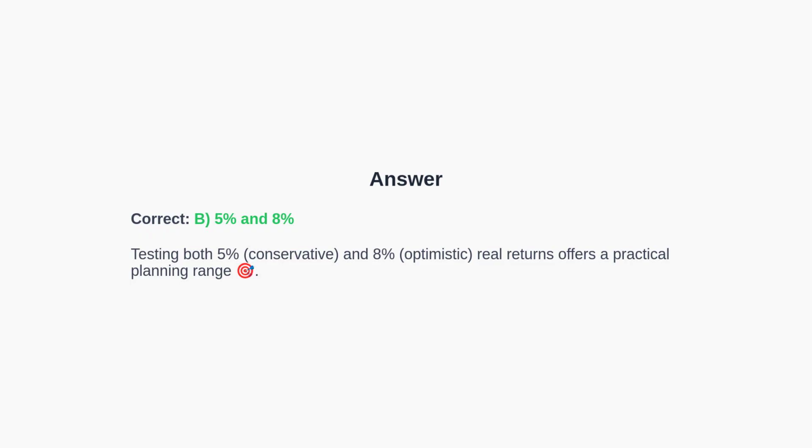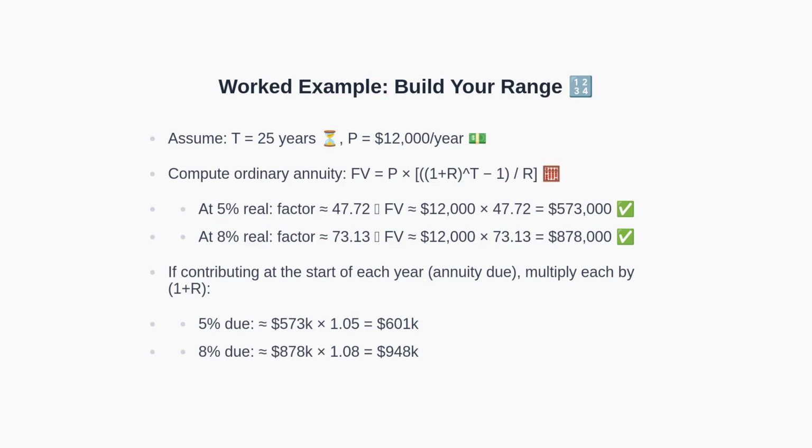Next, we will perform a worked example to consolidate the method. Here is a worked example. Suppose your horizon is 25 years and you contribute $12,000 annually at year-end. Using the ordinary annuity formula, the factor at 5% real is approximately 47.72, yielding about $573,000. At 8% real, the factor is roughly 73.13, yielding about $878,000.